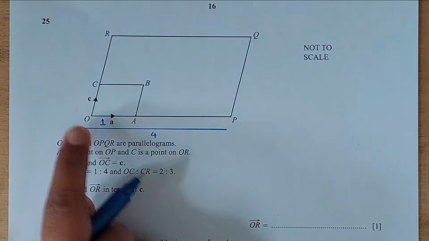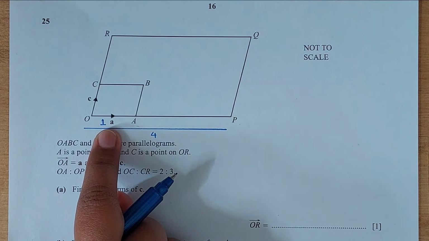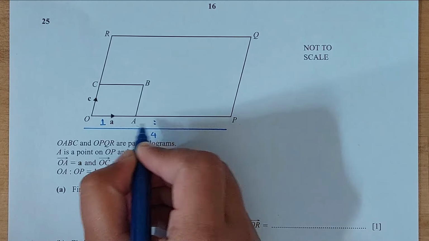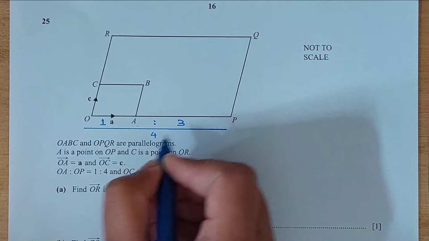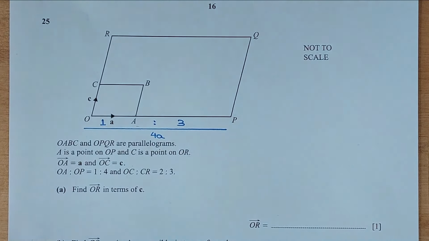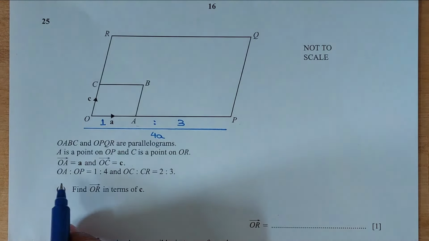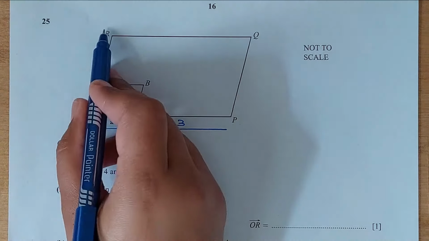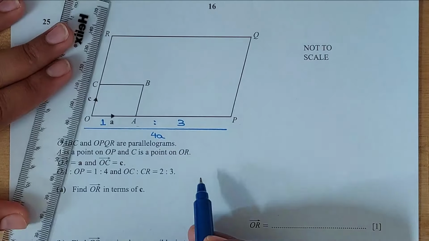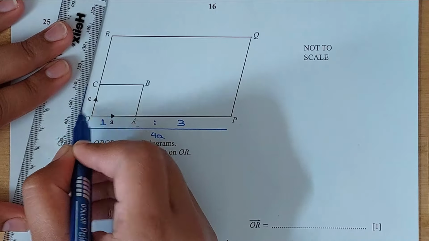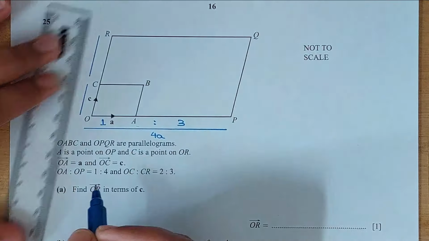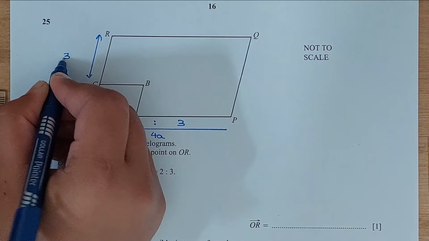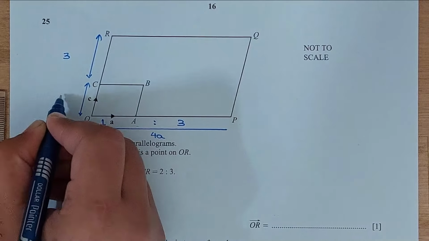Okay, so if OA is in the ratio 1, so it is basically a, so this AP is in the ratio of 3, so this is 3a and the total is 4a, right? Okay, now OC is 2 and CR is 3. So this is basically 2 and this is basically 3 and the total is 5. This is in the ratio of 3 and this is in the ratio of 2.